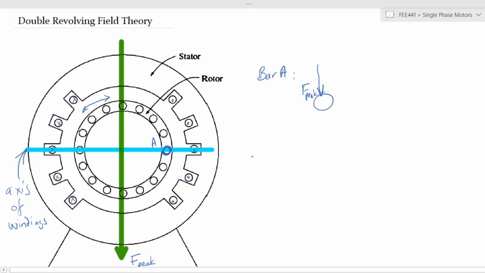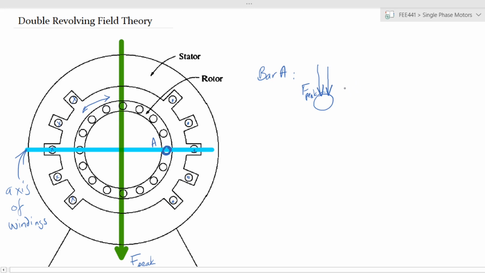Now, the rotor itself is only free to move either in a clockwise or an anti-clockwise direction. So if we look at the position of bar A, which is at this point at this particular instant, the only resultant force that can move that way is in that direction.